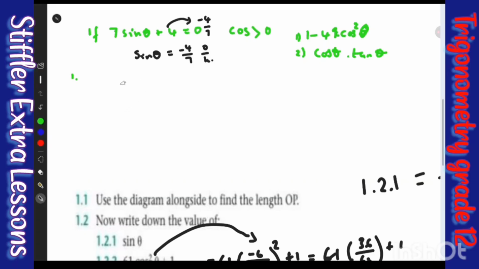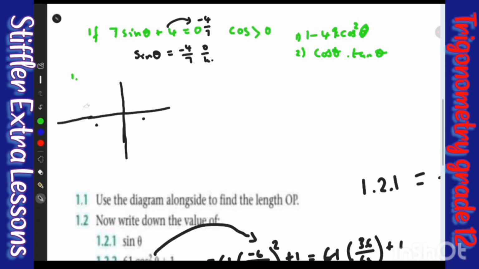So it means that we're going to draw a mini diagram, right? So this is negative, that's the first take. Sine theta is equal to a negative value. So we ask ourselves, where is sine negative? Sine is negative in the 4th quadrant and in the 3rd quadrant, right?